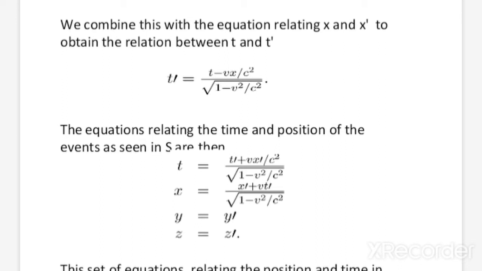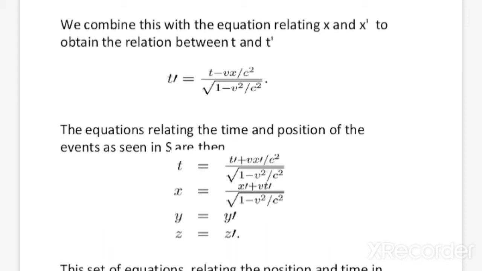Now we combine this with the equation relating x and x dash. We get the equation for the time interval as t dash is equal to t minus vx upon c square, whole upon under root 1 minus v square upon c square.